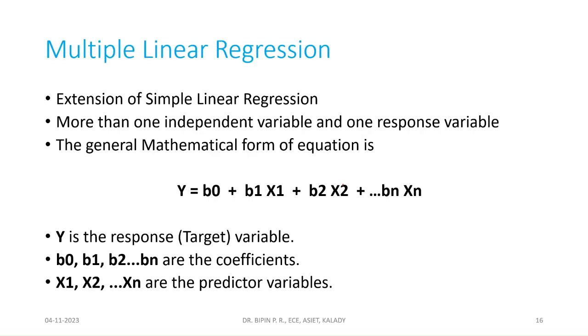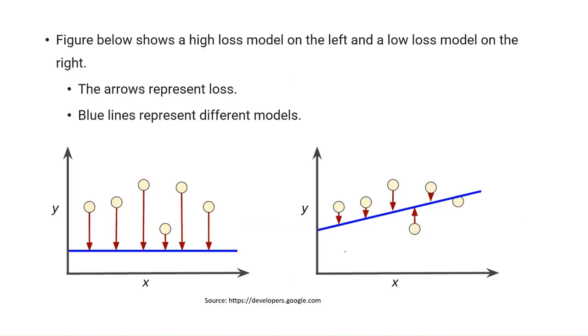Multiple linear regression. The difference between simple linear regression and multiple linear regression is that in multiple linear regression there are different input columns, input variables: x1, x2, xn, etc. These are the predictor variables or input variables. B0, B1, B2 are the coefficients. So it is similar to simple linear regression.